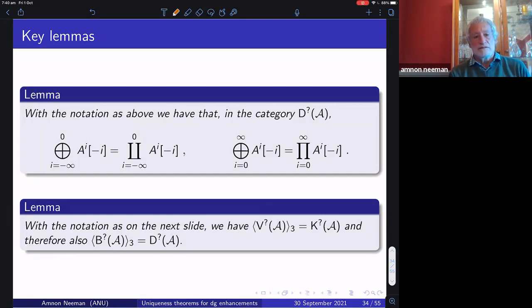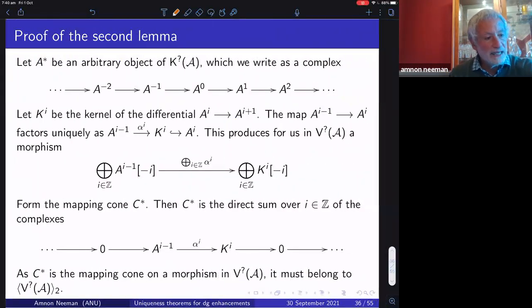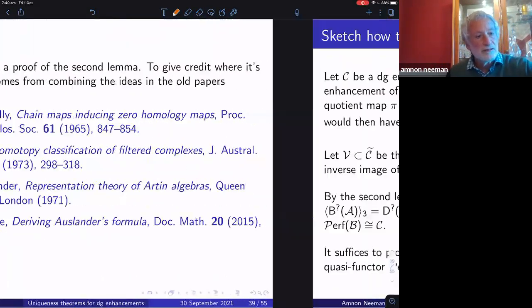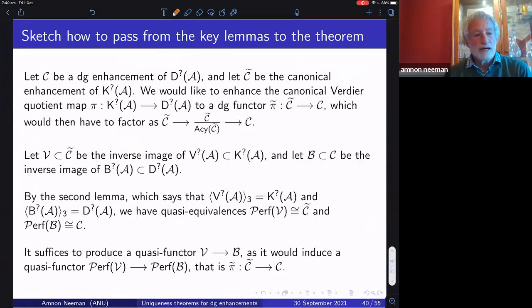So if I have time, I'll go back to the proof. Yes, this really is the key lemma. And now I will explain how to pass from the key lemmas to the result. So suppose we have a DG enhancement of the derived category of A with some boundedness hypothesis.